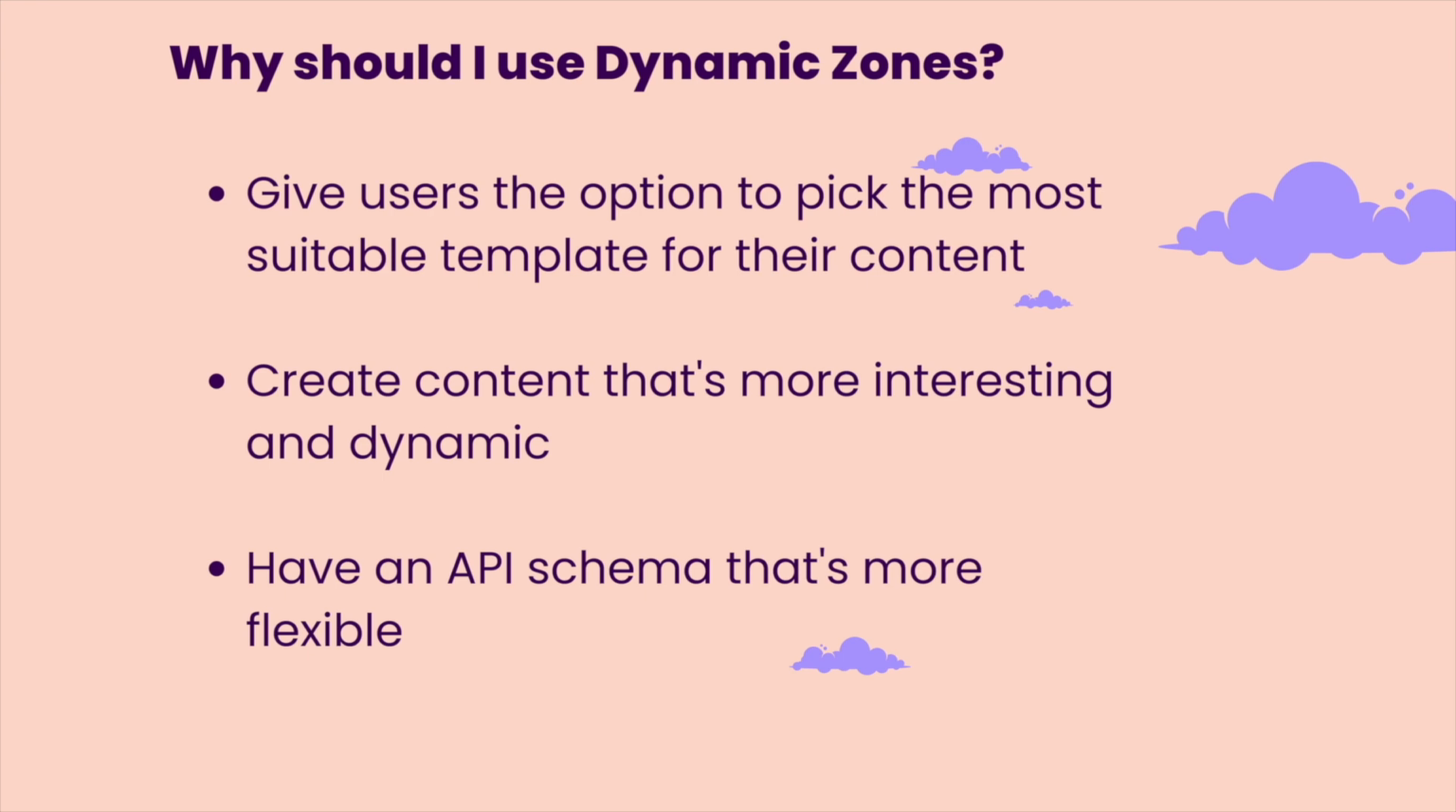Your content creators have the option to pick the most suitable template for their content, no matter if that's a heading or an article with examples or just a product entry. Dynamic zones offer an API schema that's more flexible.